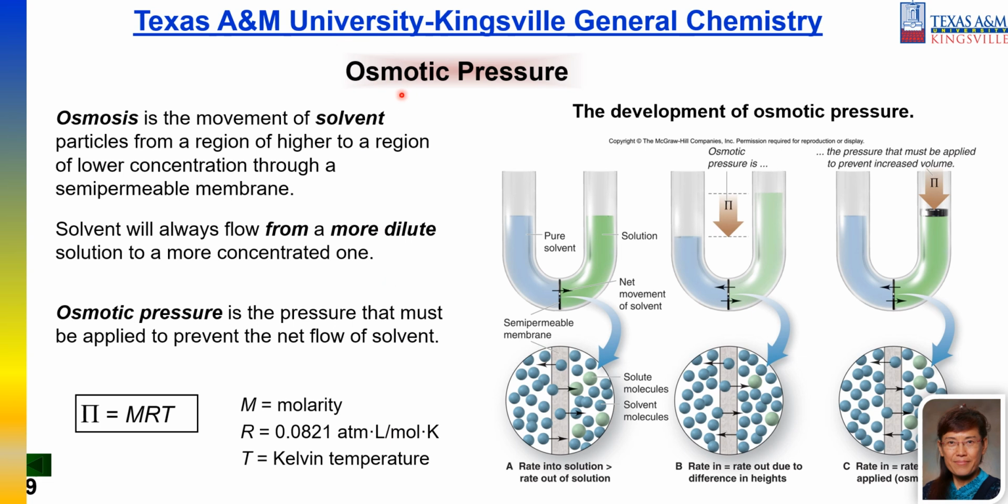The reason for this osmotic pressure: we are going to do this experiment. You have a U-tube. In the middle of the U-tube, you place a semi-permeable membrane, meaning you only allow certain particles to pass through and diffuse. And then you put your solution on one side, and your pure solvent on the other side.